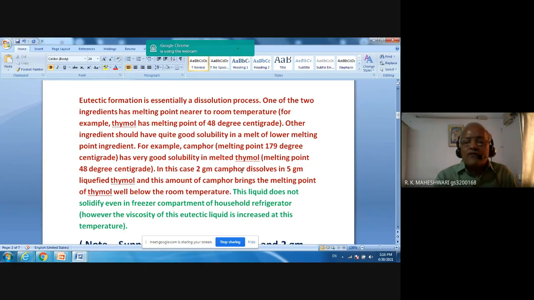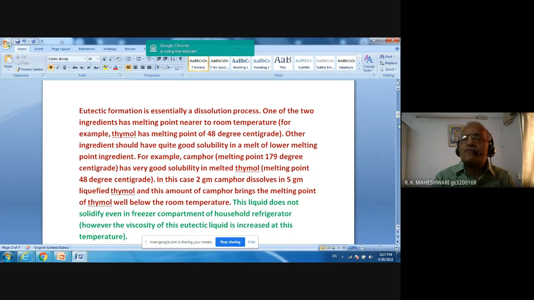In this case, 2 gram camphor dissolves in 5 gram liquefied, means melted, thymol, and this amount of camphor brings the melting point of thymol well below room temperature. This liquid does not solidify even in the freezer compartment of a household refrigerator, where we freeze the water for making ice. Here in this compartment also there is no freezing, means no solidification, only the viscosity is enhanced, is increased. However, the viscosity of this eutectic liquid is increased at this temperature, just for your information.